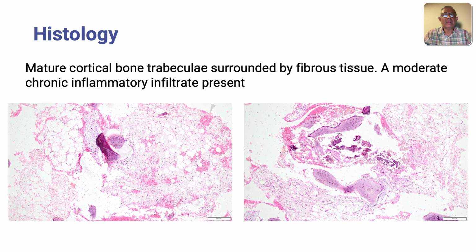And you can see the slides here in this child. There's a mature cortical bone trabeculae surrounded by soft tissues, fibrous tissue, and only chronic inflammatory infiltrate were present.